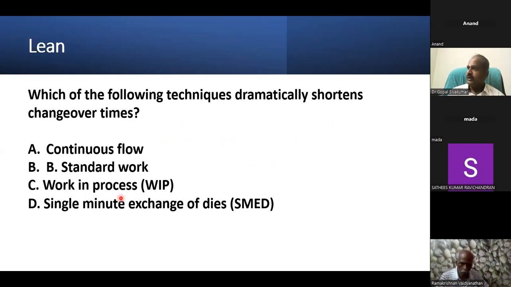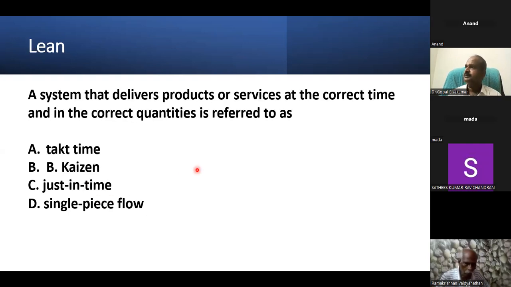Which of the following techniques dramatically shortens the changeover time? SMED. Very good. Single Minute Exchange of Die. A system that delivers products or services at the correct time and in the correct quantity is referred to as? Just in time. Correct answer. That's all.